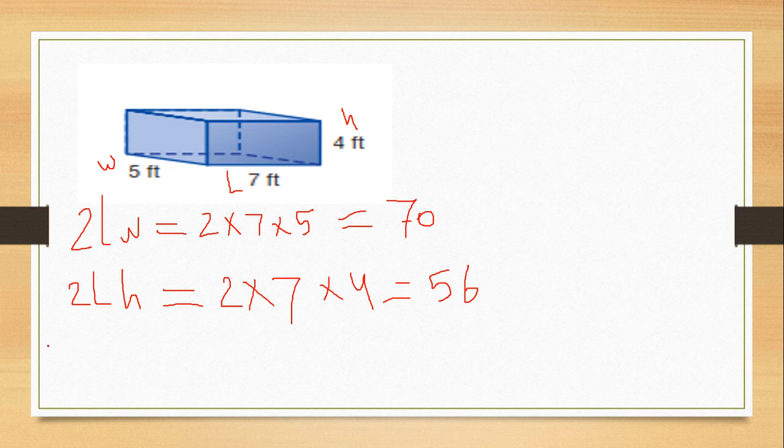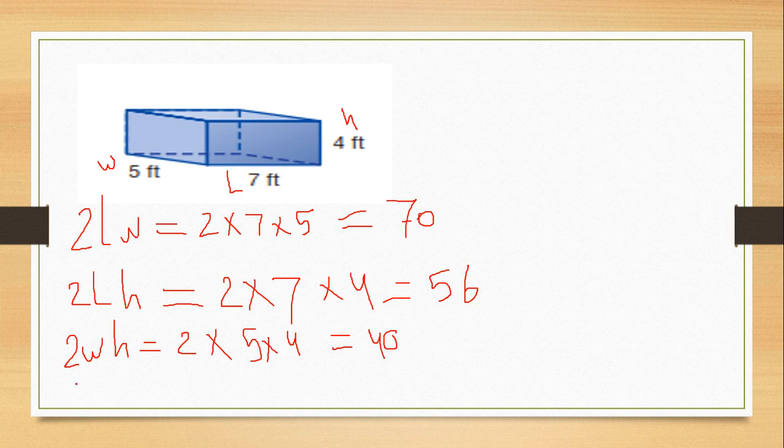Great job. Now let's find the last thing, it's 2WH. That will equal 2 times the W here, which is 5, and the height here, which is 4. So that will be 2 times 5 times 4. 2 times 5 equals 10, and 10 times 4 equals 40.